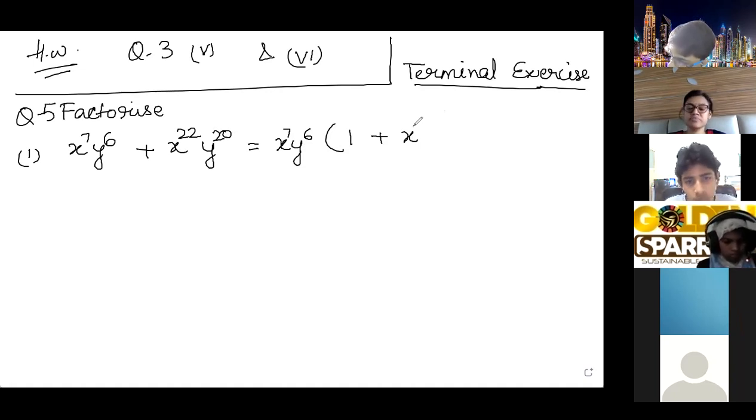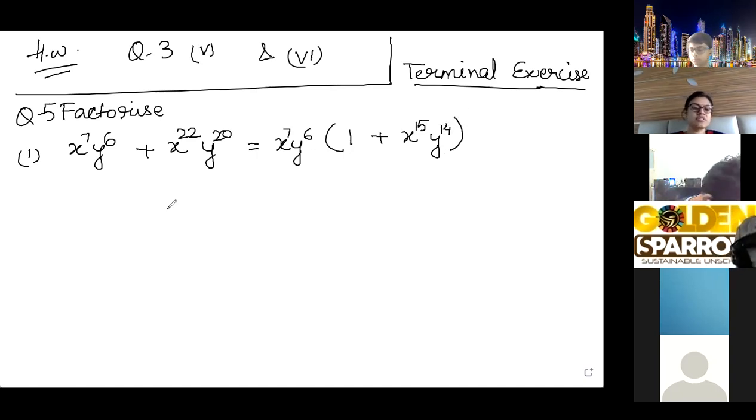22 minus 7 is 15. Correct. And y raised to 20 minus 14 is 6. Okay, so this is your answer. The first part, that much is the answer. You cannot factorize further. So that is your answer.